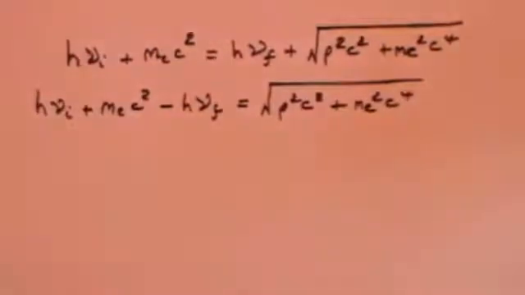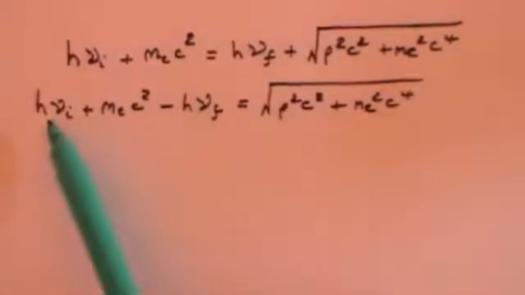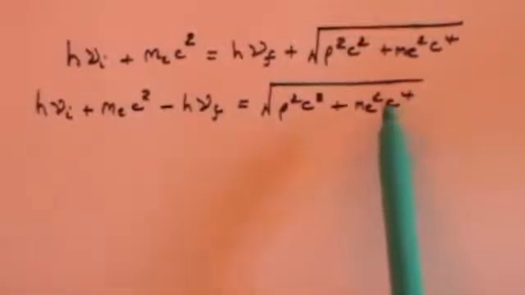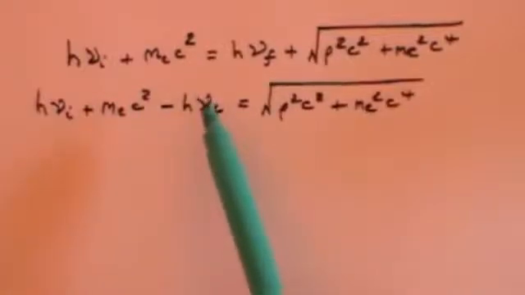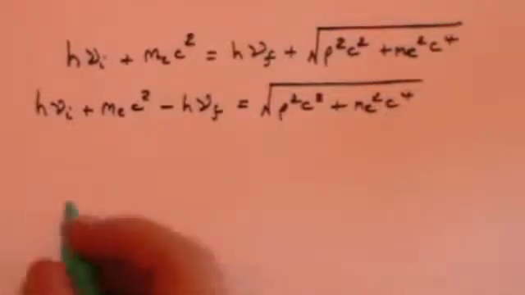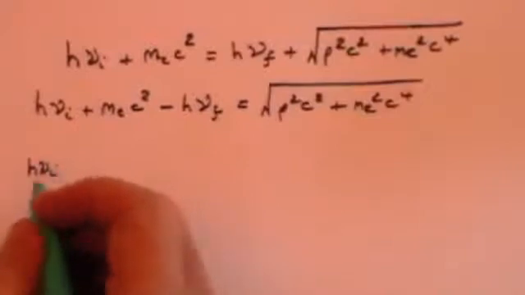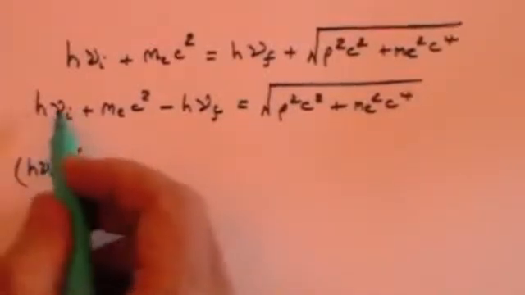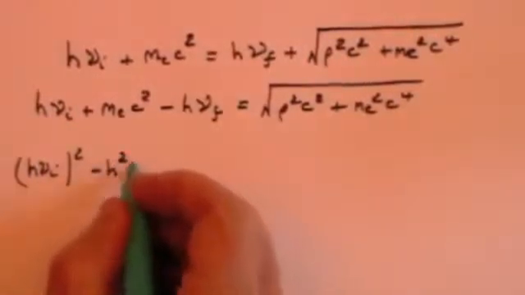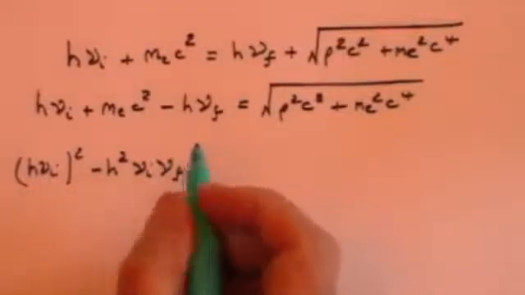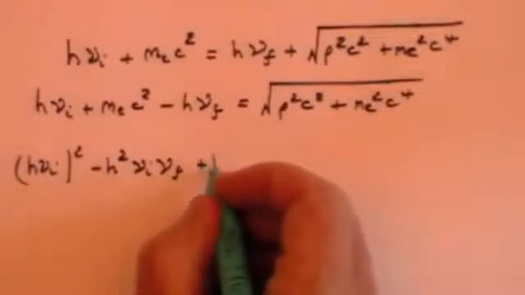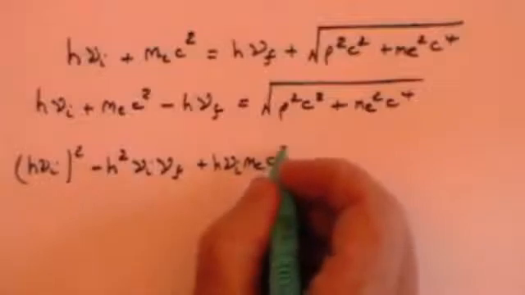And now we take a deep breath, because I am going to square both sides of this equation. This side, of course, will simply lose the square root when we square it. This side is going to generate 9 terms. So, deep breath, and we'll write down what those terms become. You're going to get an h nu I all squared from this term. You're going to get, from these two multiplied together, a minus h squared nu I nu f. And from this term and this term, you're going to get a plus h nu I times mec squared.